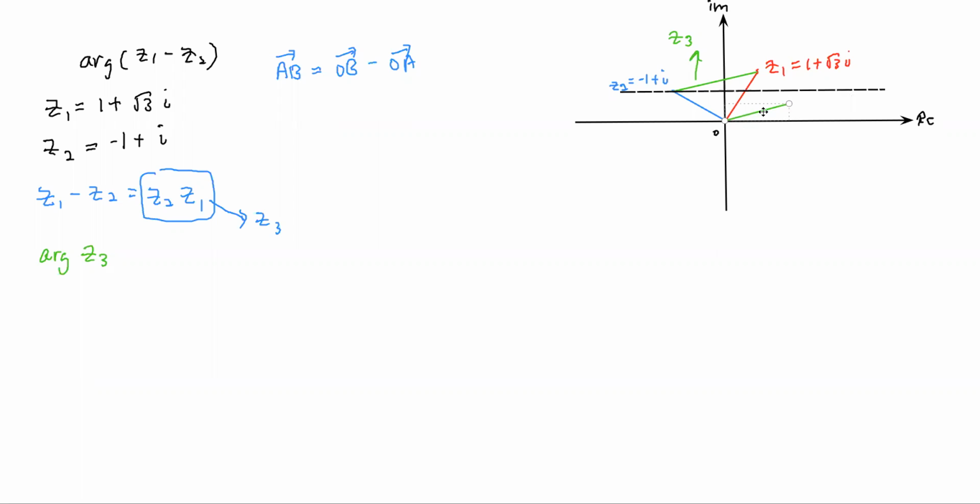You see, I drew another green line. This second green line which I drew is actually parallel to the first green line, and it makes the same angle with the real axis. So basically this is equal to this. We are trying to find the argument of Z1 minus Z2, so this is basically the argument of Z1 minus Z2.